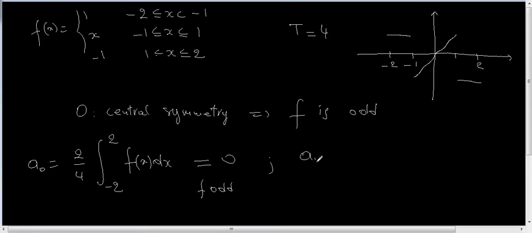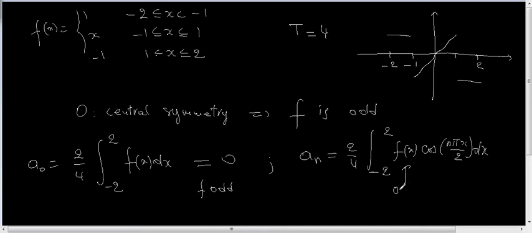For an, we have 2 over 4 integral between -2 and 2 f of x cosine n pi x over 2 dx. Now f is odd, cosine is even, so the product will be an odd function. That's why this integral will be 0 as well.